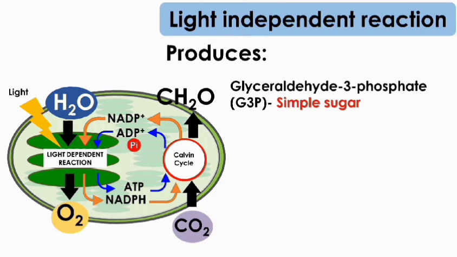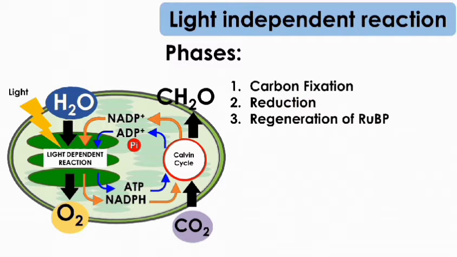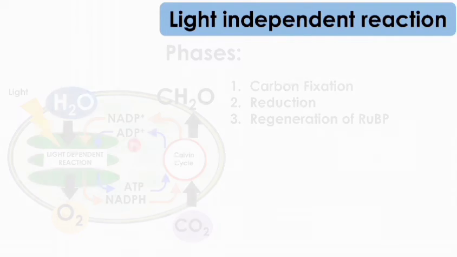Next, the Calvin cycle will produce a simple sugar called glyceraldehyde 3-phosphate, or G3P. Now we will discuss the phases of the Calvin cycle, which include carbon fixation, reduction, and regeneration of RuBP.